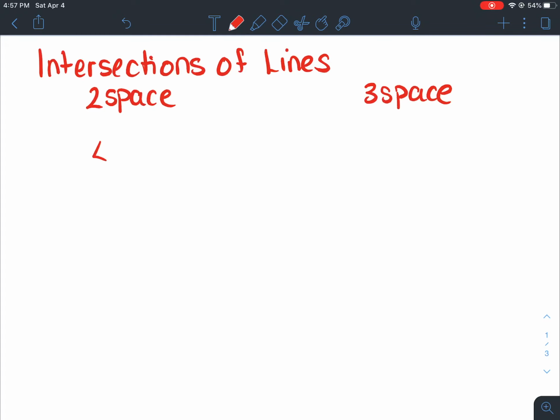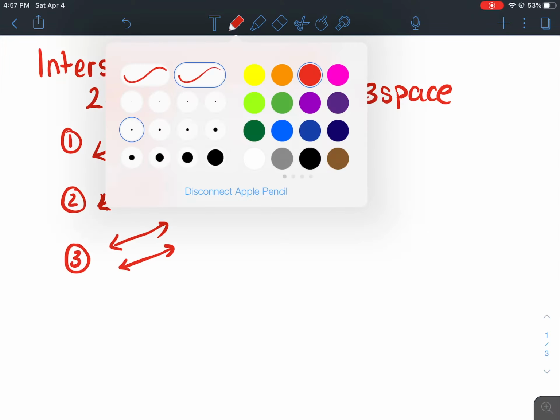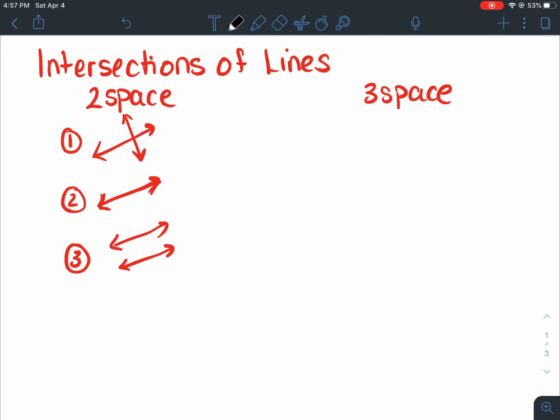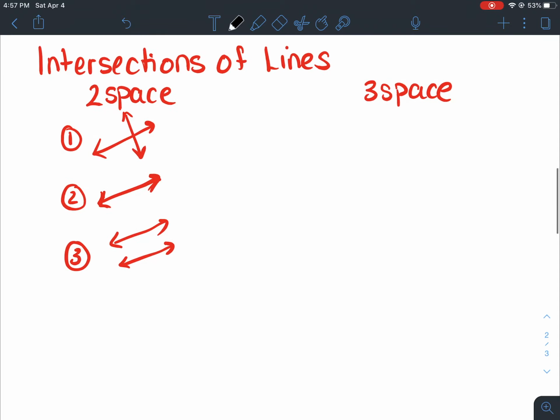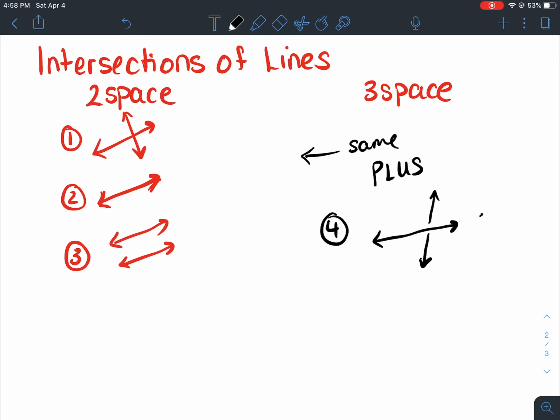So we saw that in 2 space, lines could intersect one time, they could be coincident, so like the same line, or they could be parallel. So we had 3 cases in 2 space, whereas in 3 space, we added a 4th case. We had all those identical cases, plus we also had a 4th case, which was hard to demonstrate here, but we called it skew lines because they actually are not parallel, but they don't intersect. So you can't have that in 2 space, just 3 space.